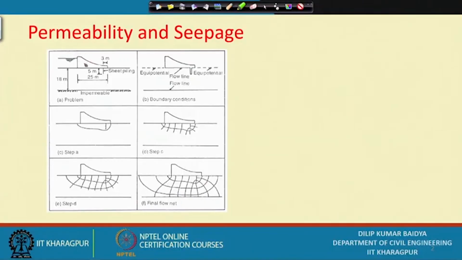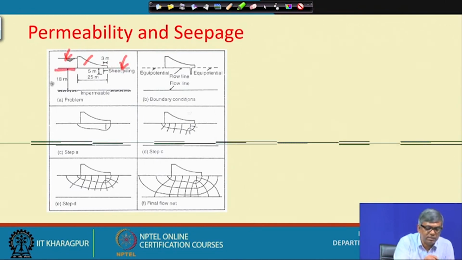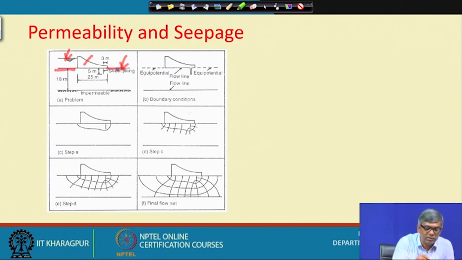In fact, before drawing that, one has to identify the initial equipotential lines and initial flow lines based on inspection. Suppose this is the dam structure, and this is the body, and here the head is 0 and here the head is this much. Then from this to this distance the head is constant, and from this to this distance the head is also constant. So this can be considered one equipotential line, and this also can be considered as one equipotential line.